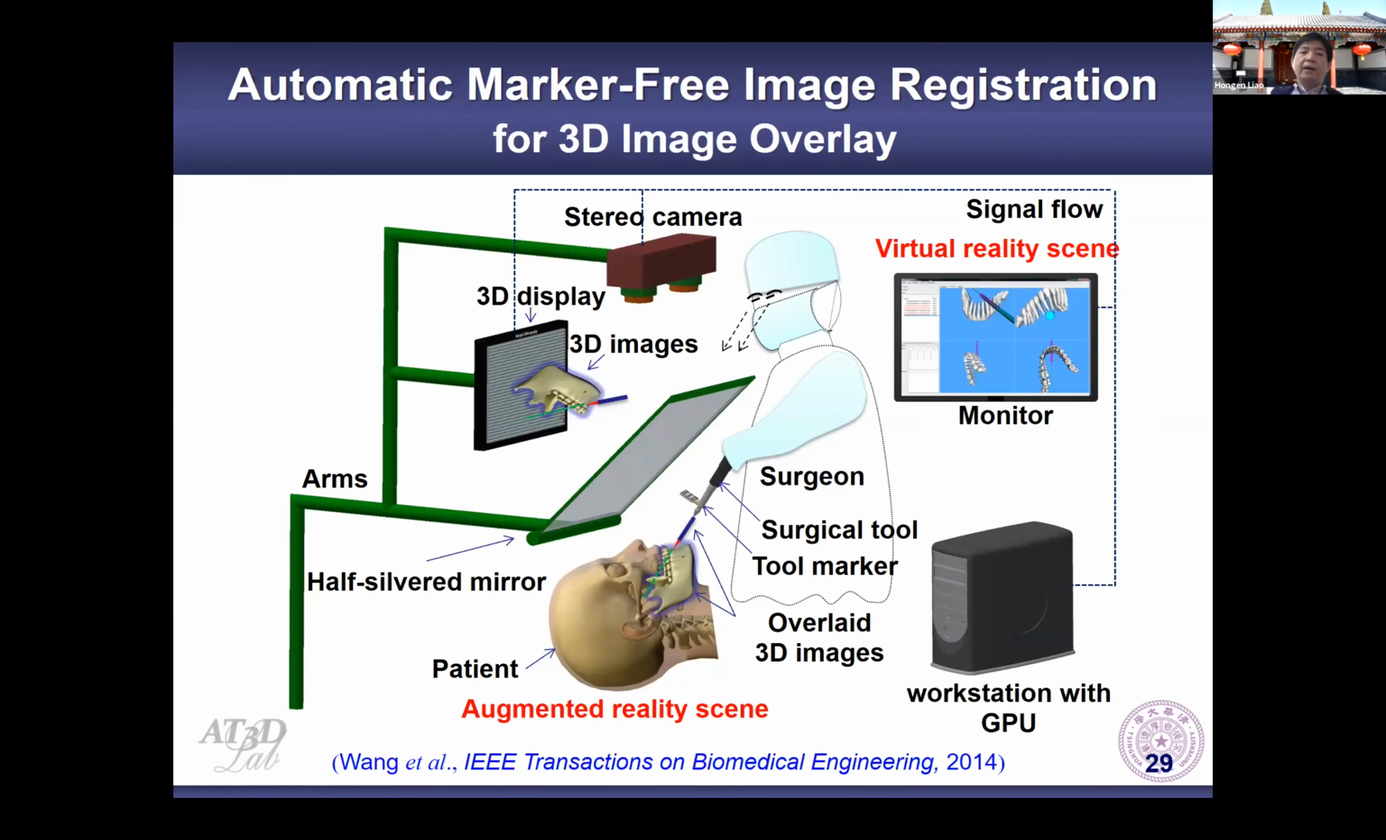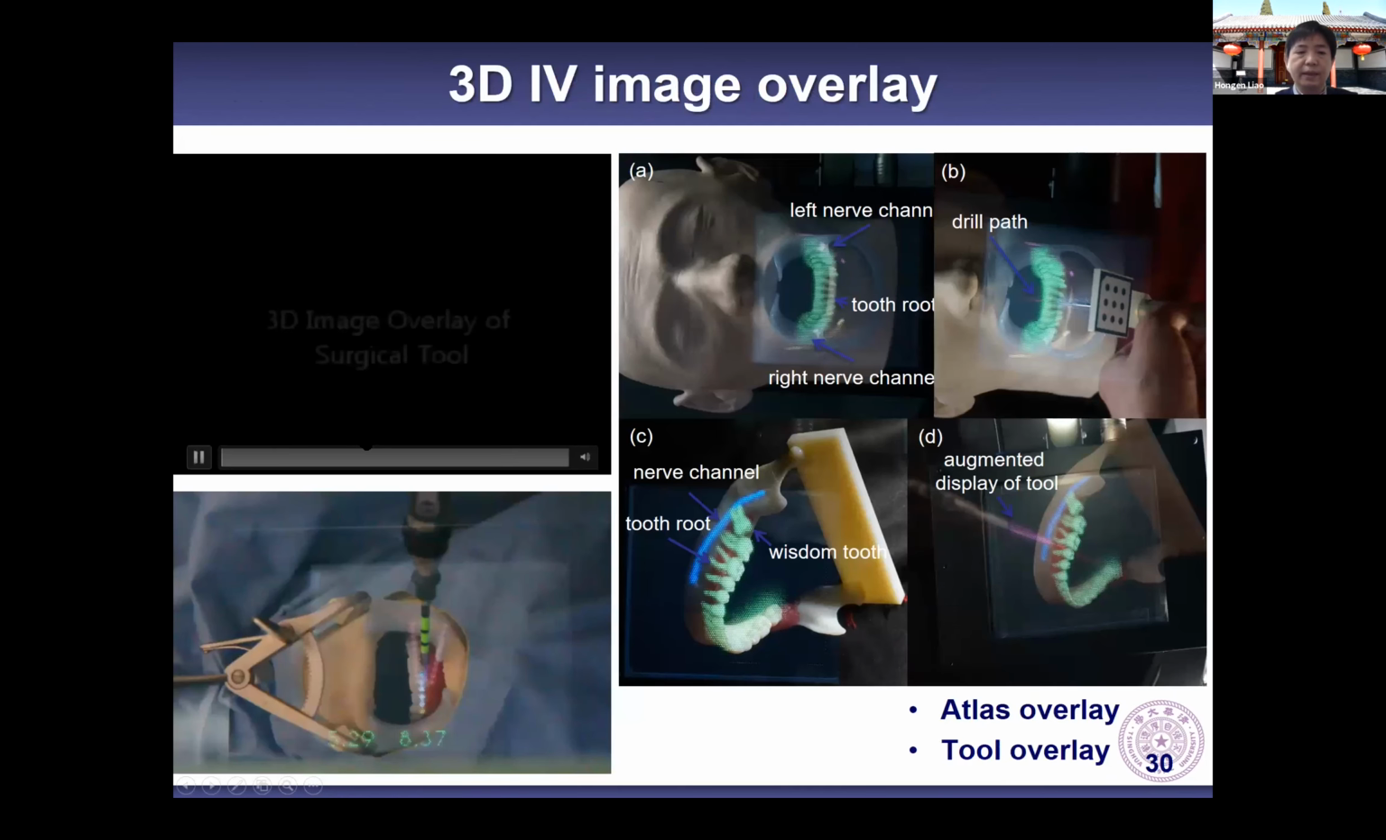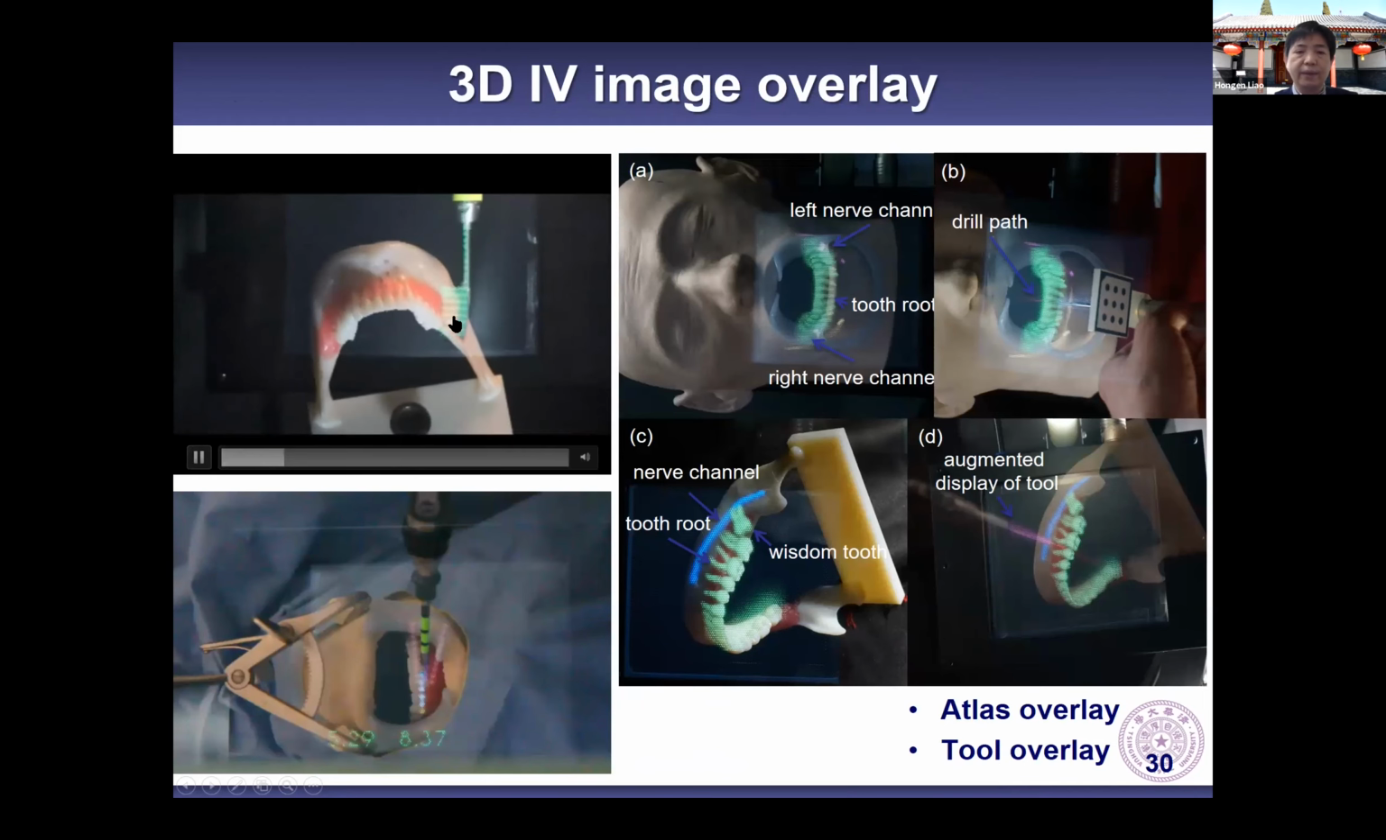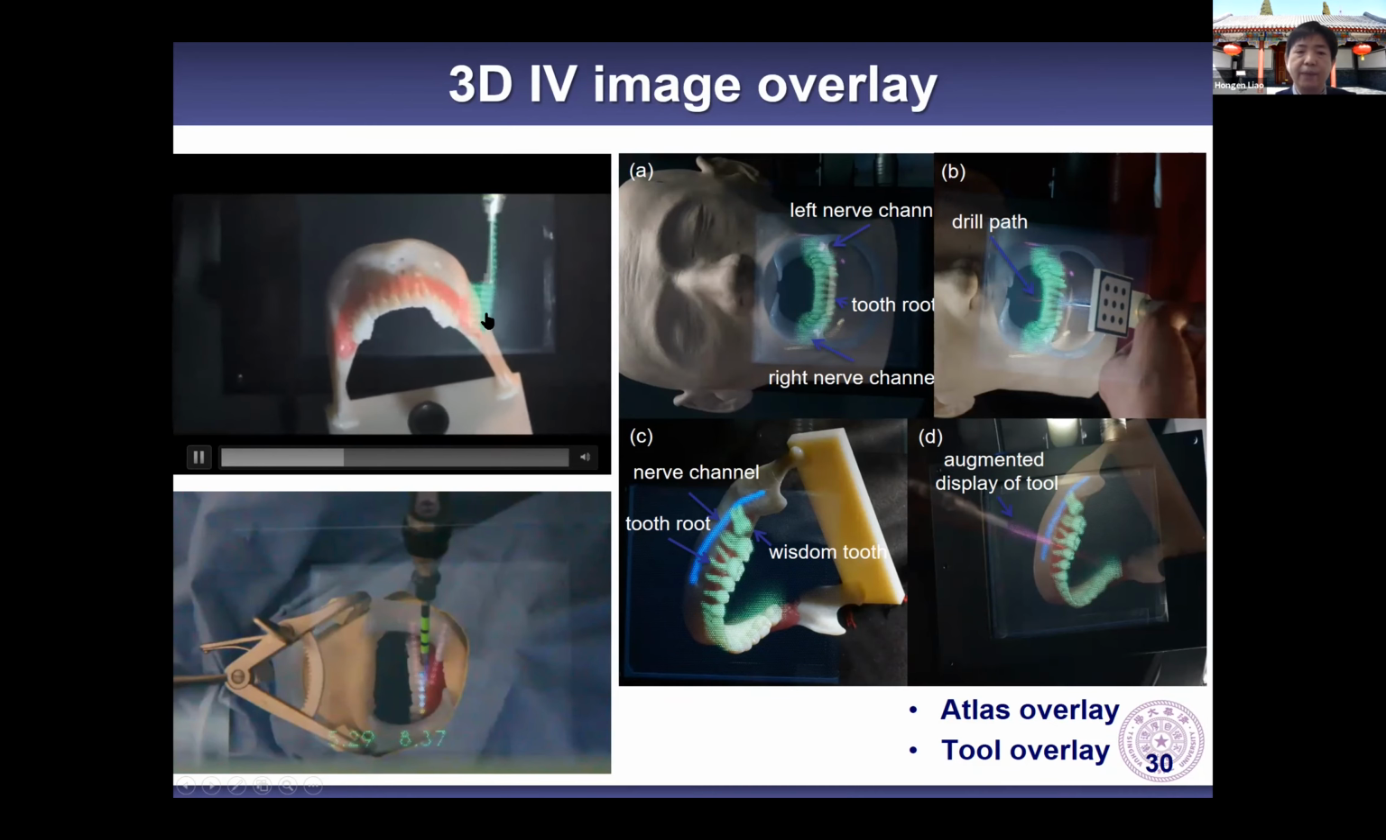We also developed some markers and 3D image registration and masks for the 3D image overlay. And we use the stereo camera to capture the situation of the image, the patient and the surgical tools. So you can see it here. The image shows the overlay and the tools here. We can cut the target with the guidance of this, and the 3D image is the green one here.